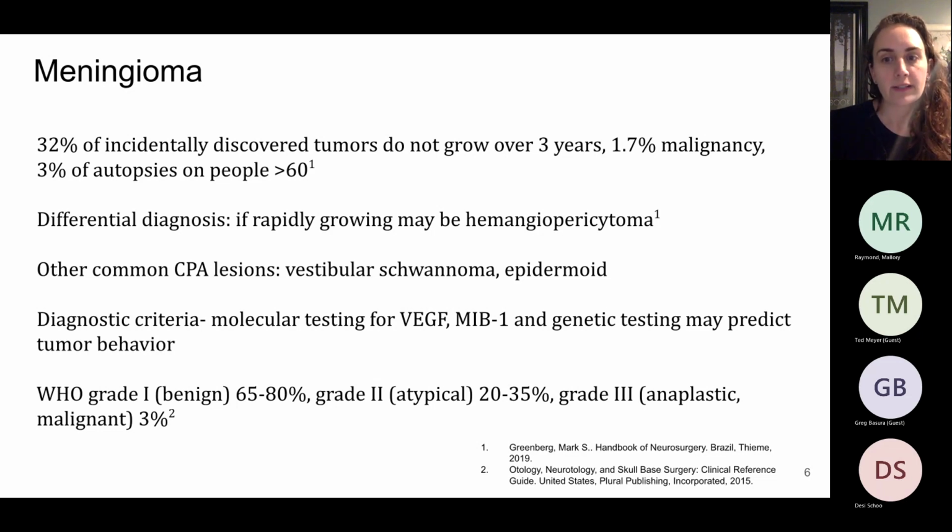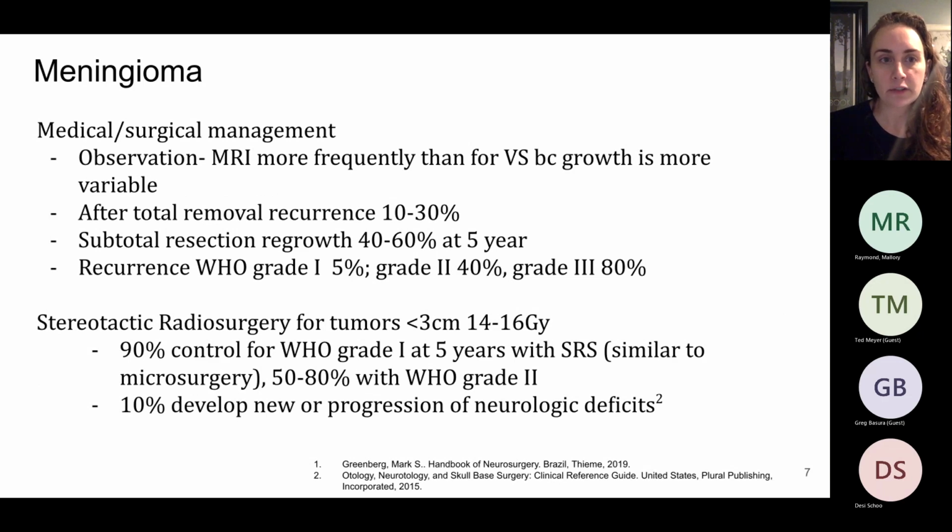For diagnostic criteria, there are some specific stains that are used to identify these tumors, and they are graded on a WHO grading scale, most commonly grade 1, though they can be anaplastic or malignant as well. They are managed both medically and surgically, though surgical management is typically preferred. You can observe them. However, the MRIs are typically done more frequently than for a vestibular schwannoma because the growth is more variable and can be more rapid. After total removal, recurrence is still about 10 to 30%.